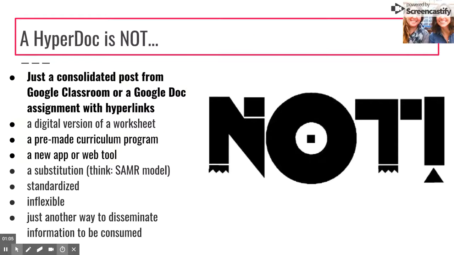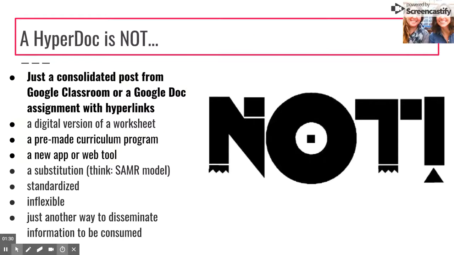A hyperdoc really needs to be flexible. It needs to account for individual student needs and choice, and it can't just be hyperlinks to all the materials, which I think is what we have seen in some of the examples that we have been talking through.